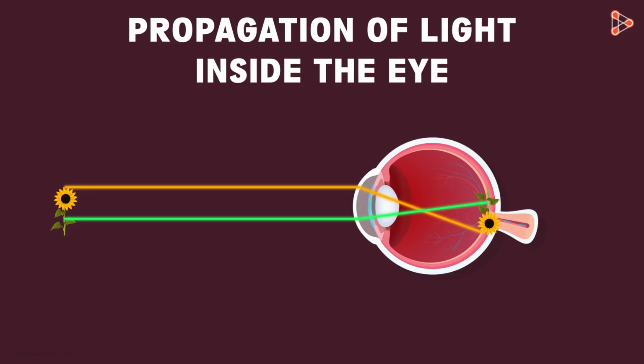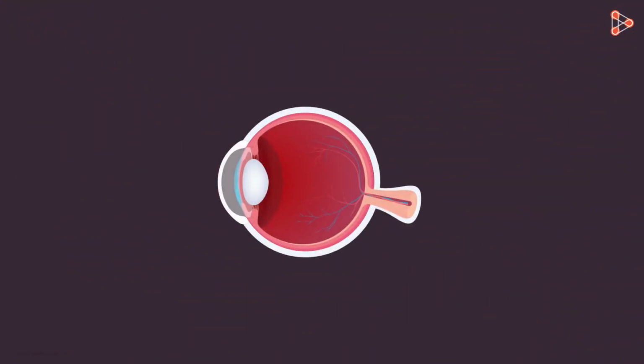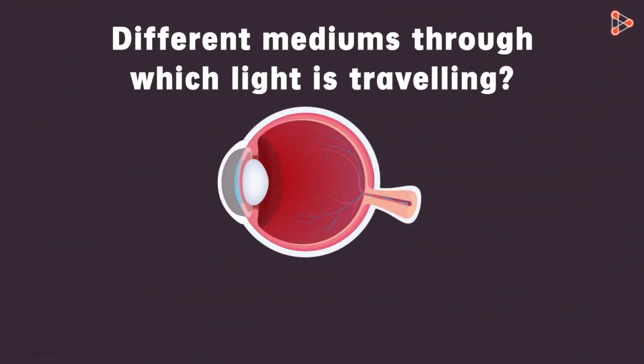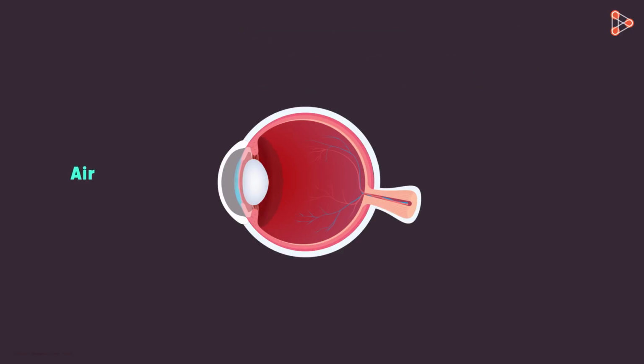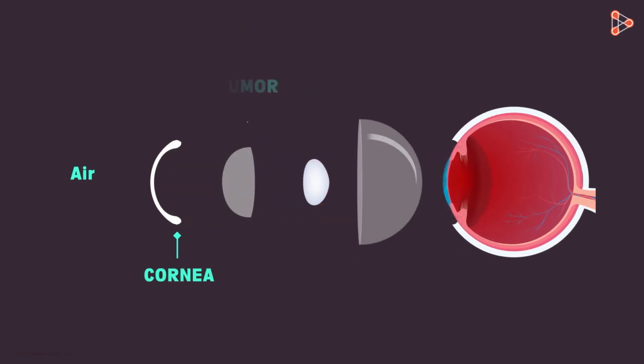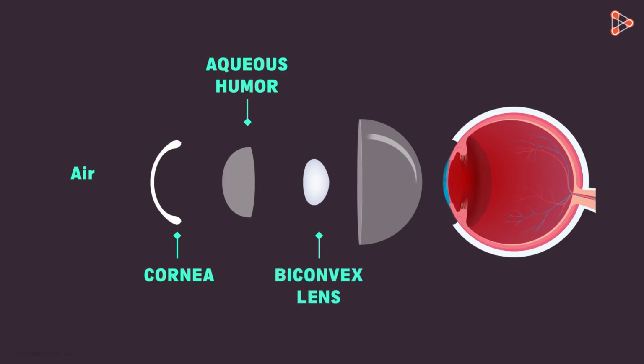In fact, much of the refraction occurs before the light reaches the lens. Let me get a bit technical here. Look at the eye closely. What are the different mediums through which light travels before it reaches the retina? There's air, then there's cornea, then we have the aqueous humor, then the lens, and finally through the vitreous humor.